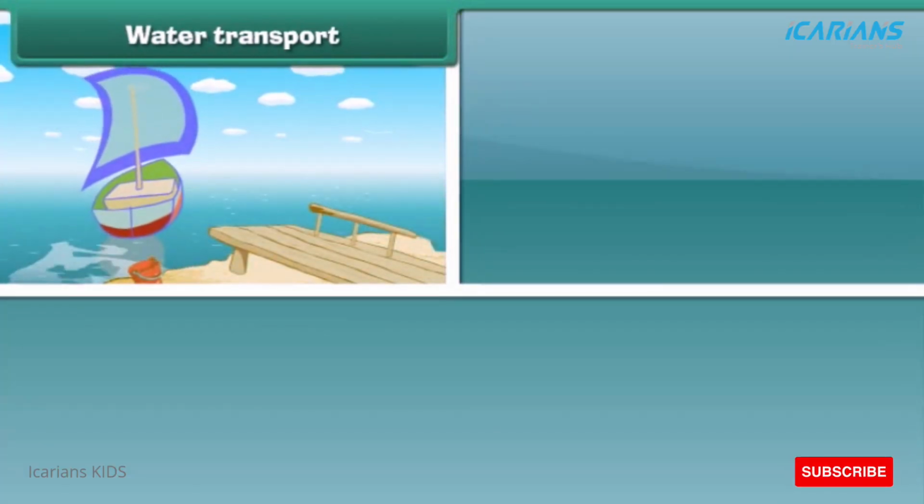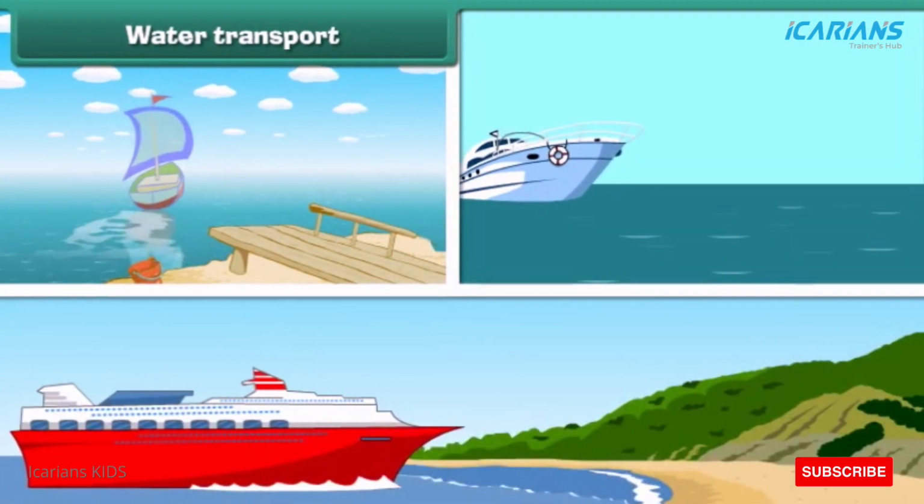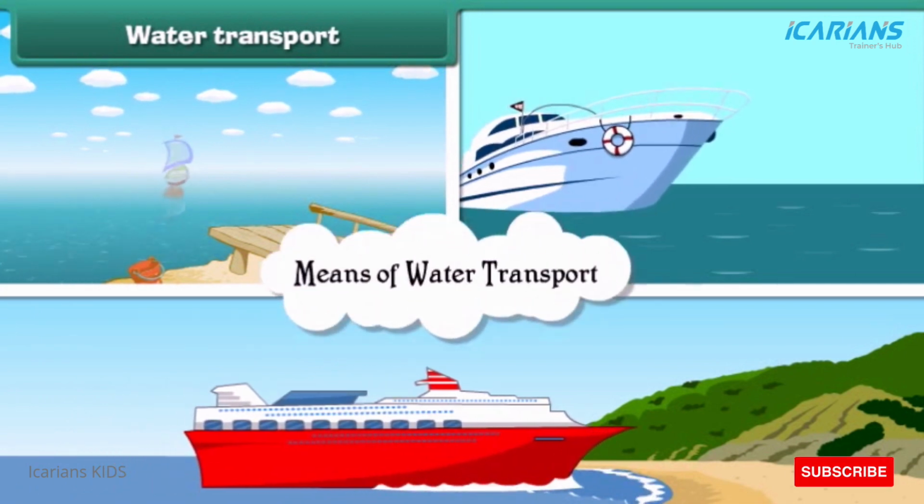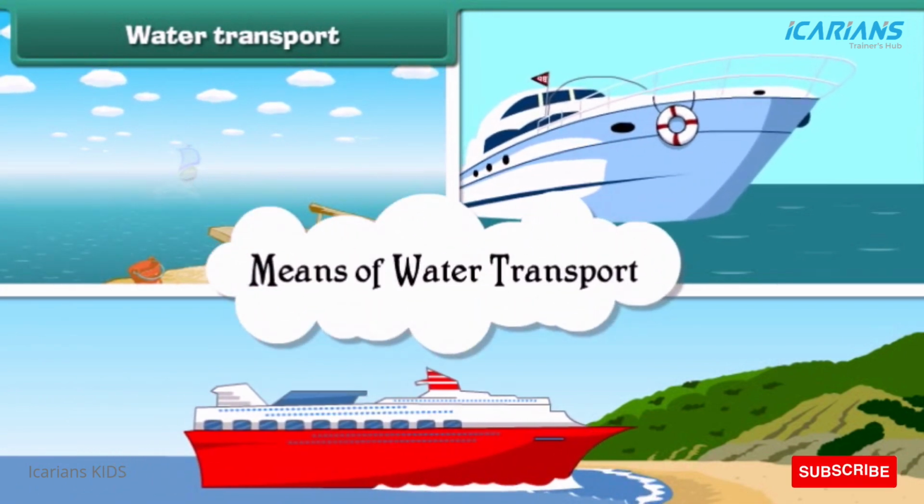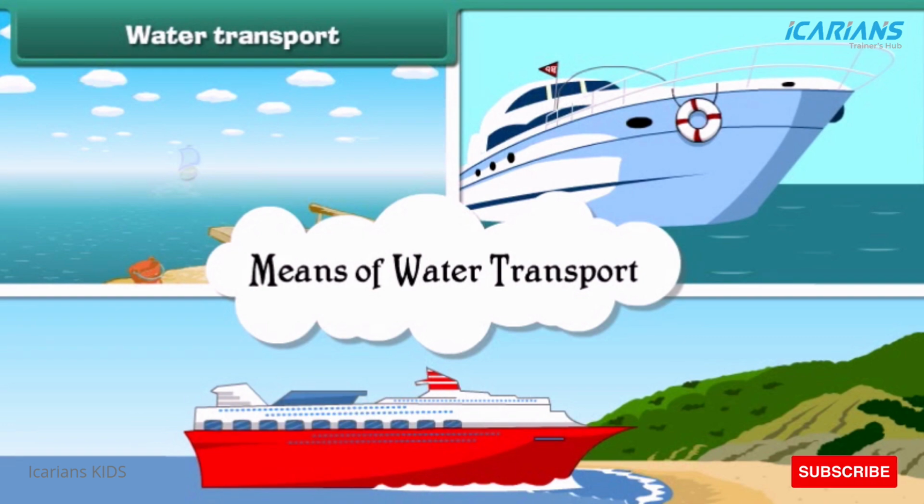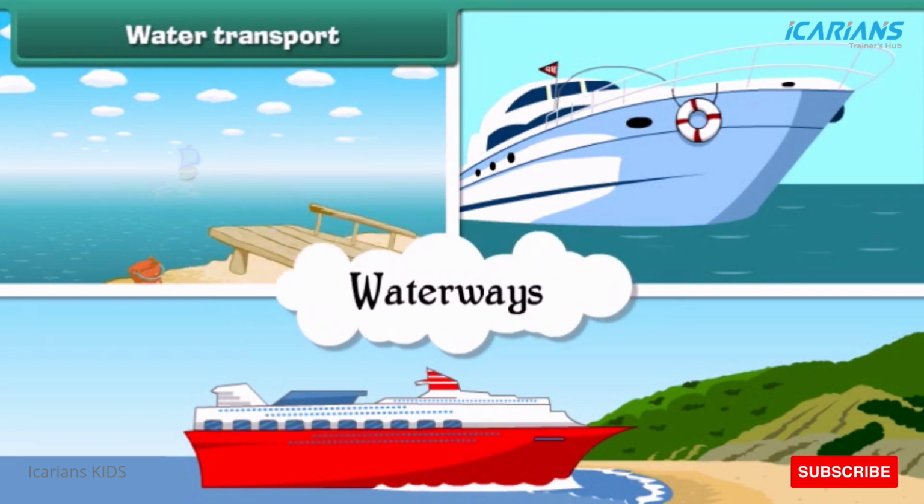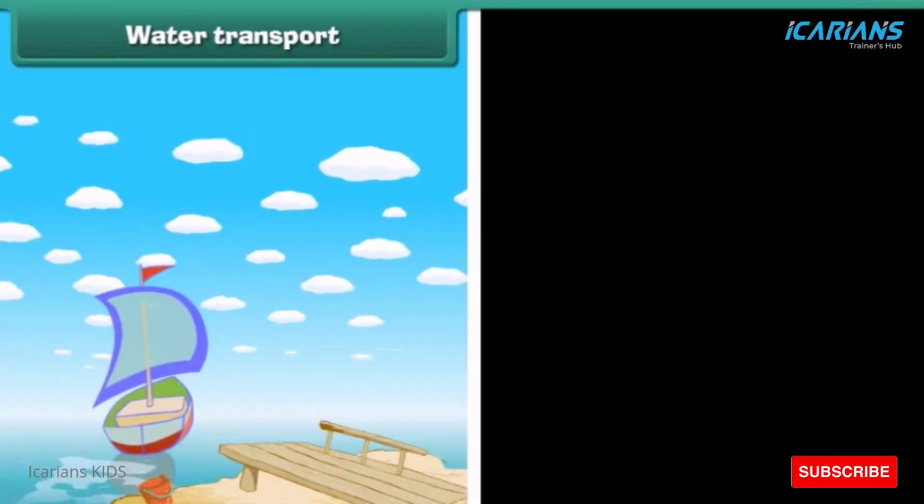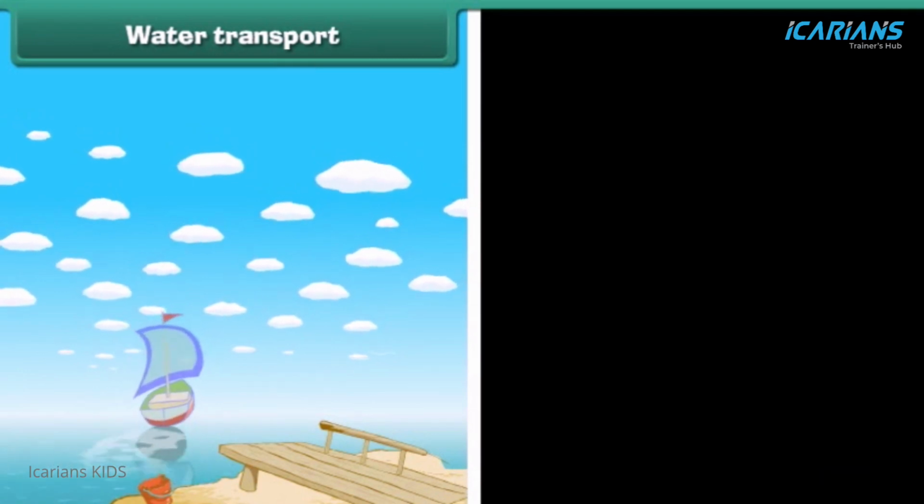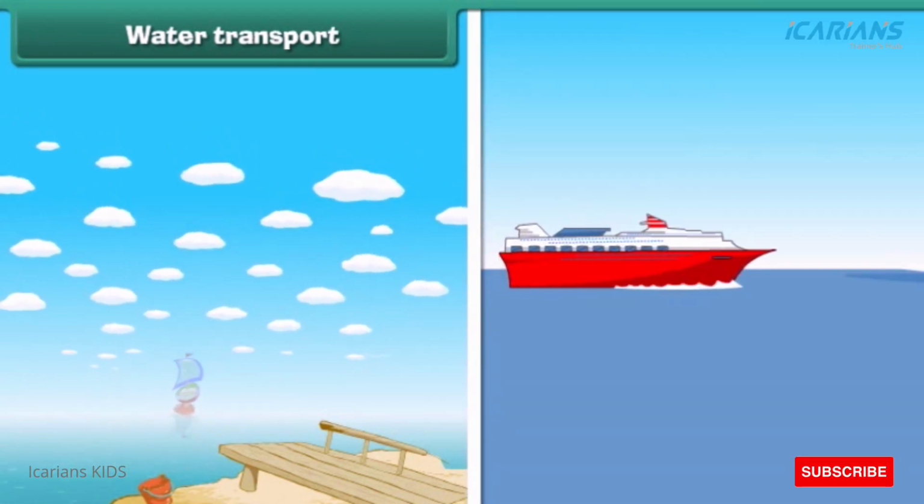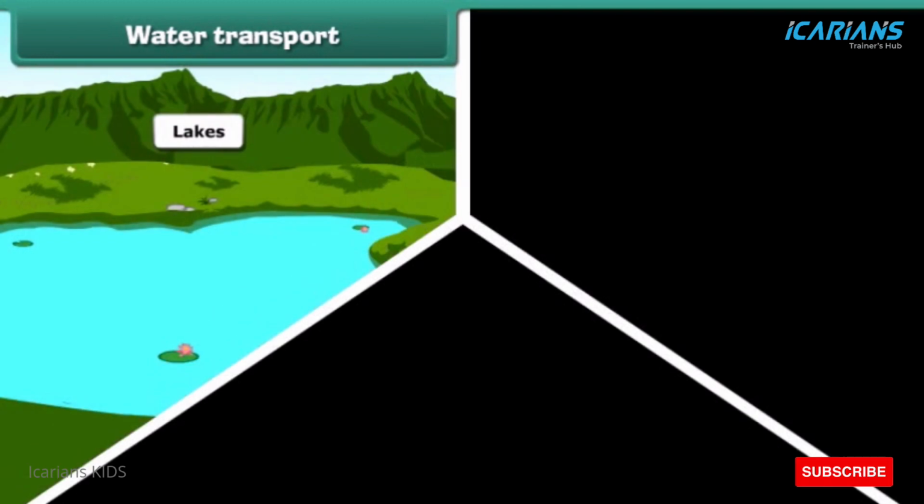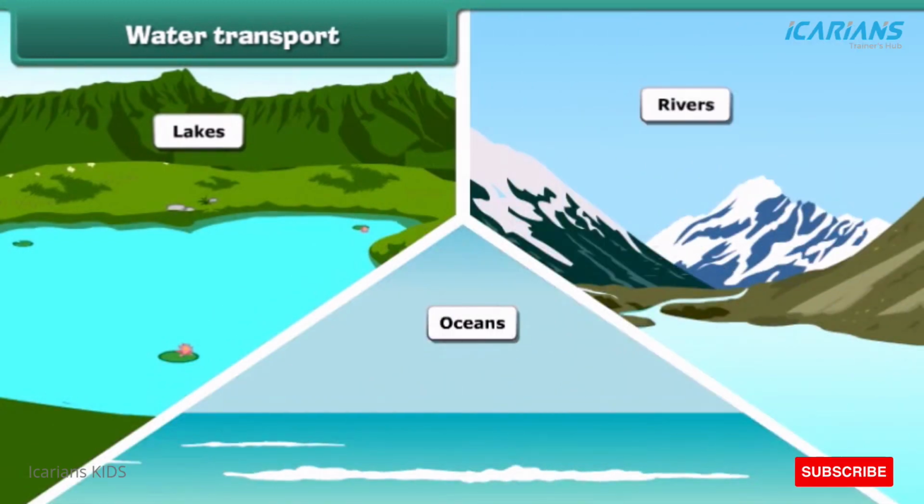You have seen boats, steamers, and ships. These are the means of water transport. These vehicles run through waterways. Boats run in lakes and rivers, while ships run in deep and large water bodies. Lakes, rivers, and oceans are the examples of waterways.